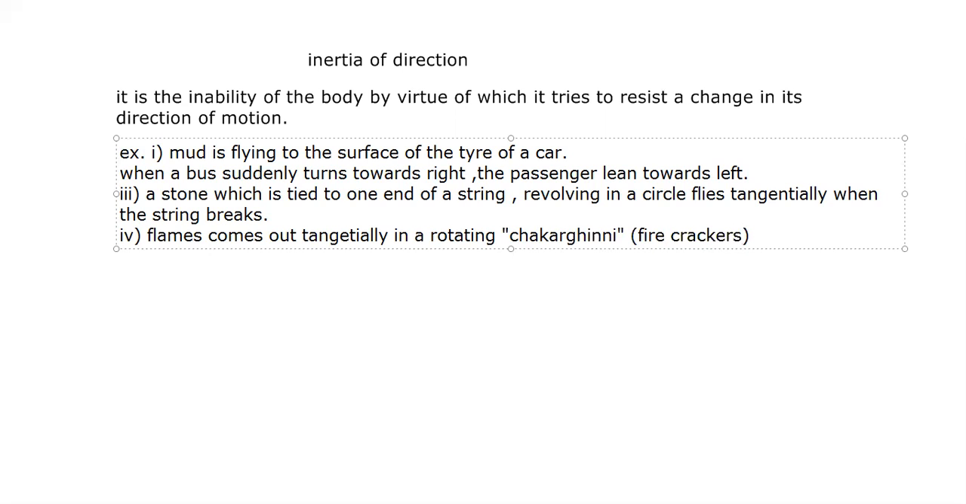So inertia of direction is clear to all of you. Children, the concept of inertia, I think, is clear to all of you. They are basically of three types: inertia of rest, inertia of direction, and inertia of motion.